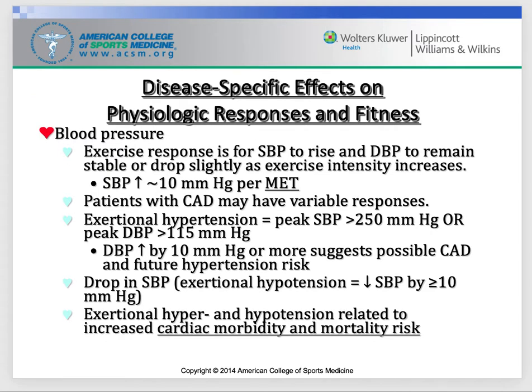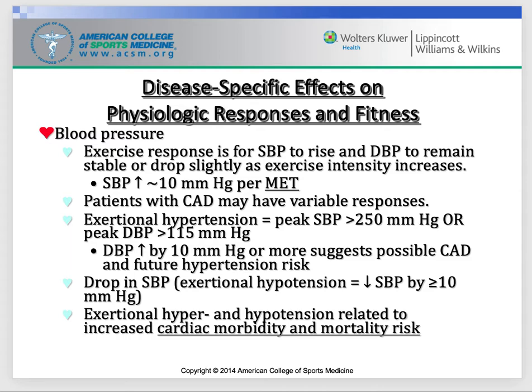So when you think about disease-specific effects, the physiological response to fitness is blood pressure. The exercise response for the systolic blood pressure and diastolic blood pressure should be stable. Systolic should rise, diastolic usually goes down. How much does systolic rise? For everyone who's healthy, it's around 10 millimeters of mercury per MET level. Patients with heart disease oftentimes don't do that.